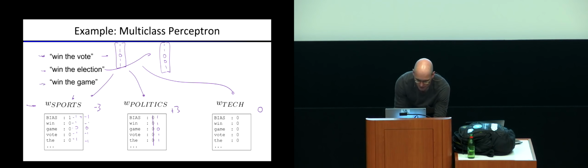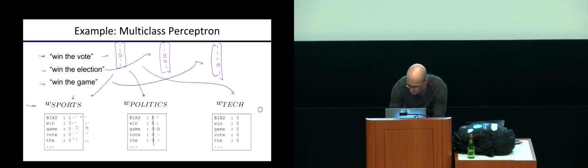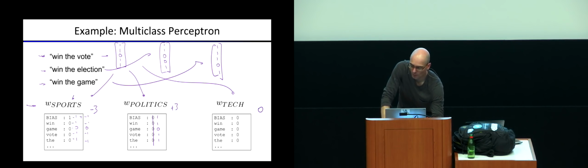We go on to the next one, "win the game." What's the feature vector for this one? Bias is always 1. There is a win, there is a game, there is no vote, and there is a the. Let's look at the inner products with each of our current weight vectors. For the first one, which is negative, negative, 0, negative, negative, we get a negative 3. For the second one, politics, we get a plus 3. And for technology, we get 0 again. So politics wins, but we don't want politics to win this one. We want sports to win. So we're going to subtract this feature vector from the politics one. So we're going to subtract out, this is our current weight vector.